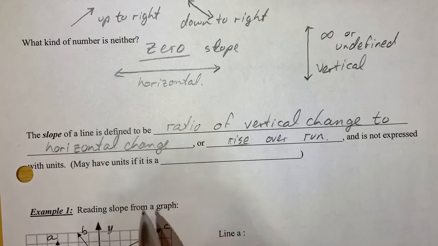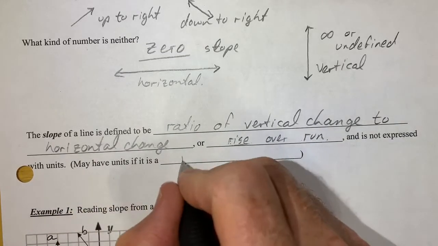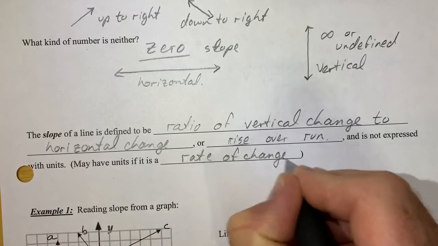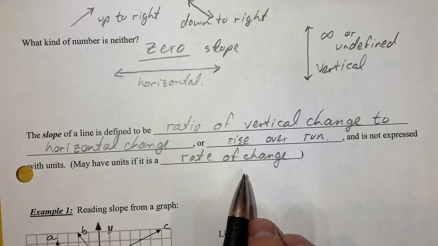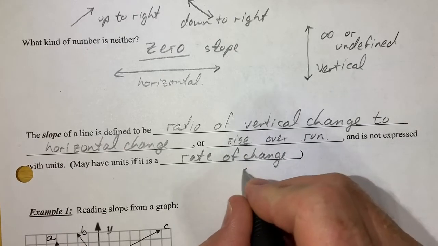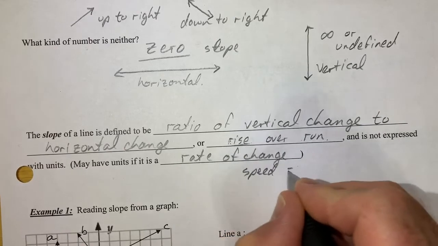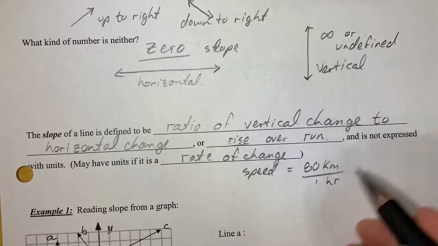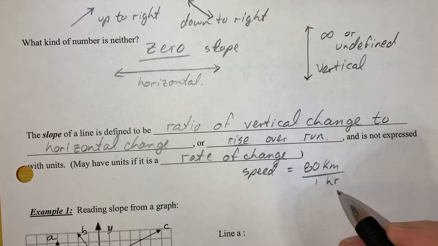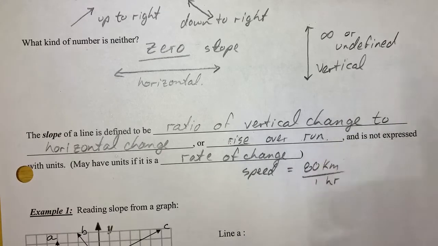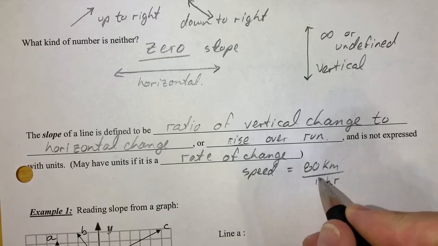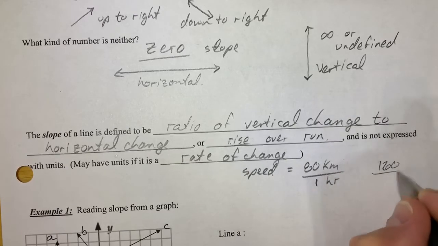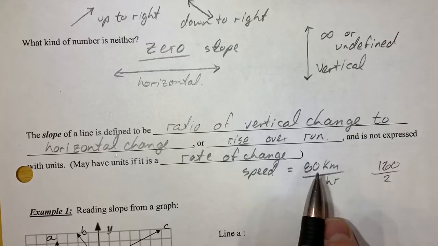Now, this may have units if it is a rate of change. What? Like how fast is something changing? Like, for example, kilometers per hour. That's a rate of change. It's your speed, right? So, for example, speed or velocity might be like 80 kilometers per 1 hour. Kilometers per hour, those are my units. Now, if they don't give you units, then it's just 80 over 1. You can write it as 80 over 1. You can also just write it as 80. Now, you could write it as 160 over 2, but we know we always simplify that down to 80 over 1.